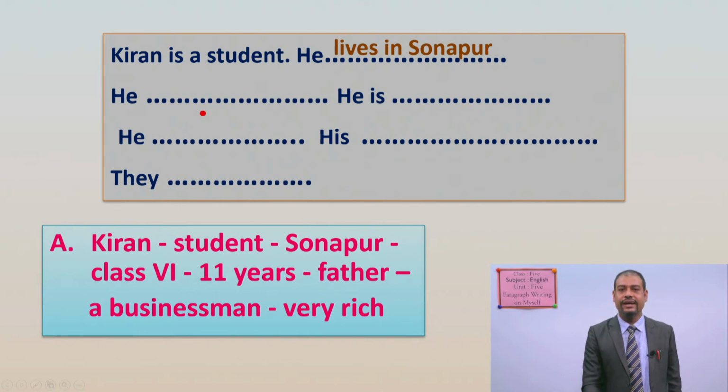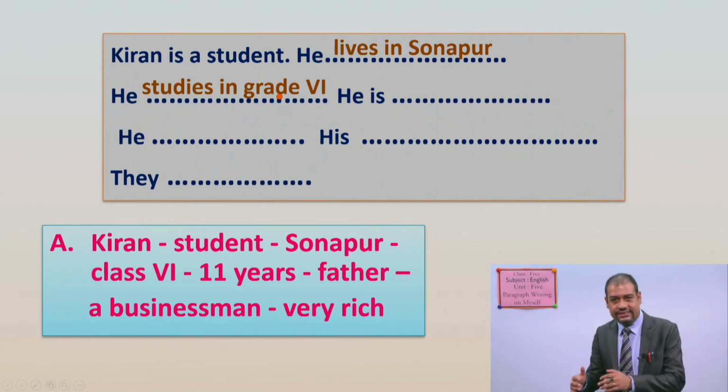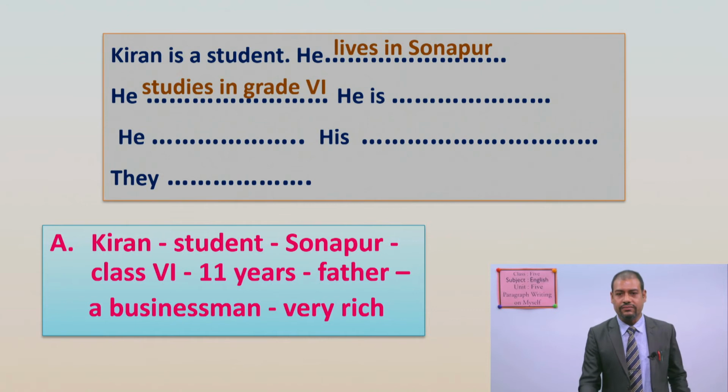And then you can write down another sentence for this class 6. So it becomes, he studies in grade 6. Okay, here is given class 6. So he studies in, you can write down either class 6 or grade 6, no problem. Then 11 years, you can write down here, he is 11 years old.